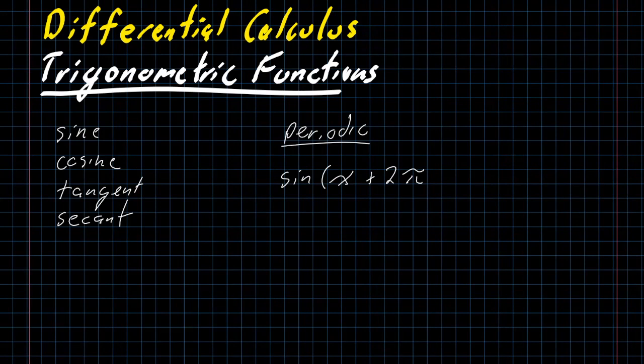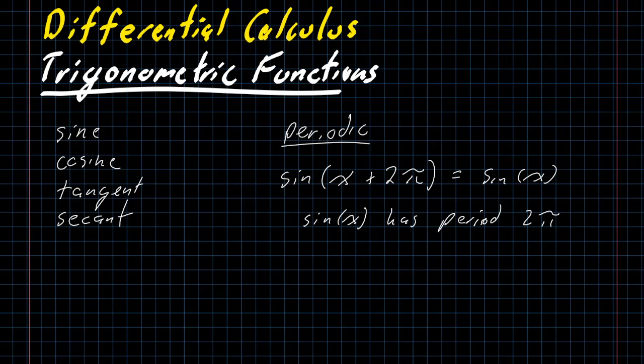But in radians, 2 pi is the distance around a complete loop of a circle. So sine of x plus 2 pi is the same thing as sine of x, which means that sine has period 2 pi.